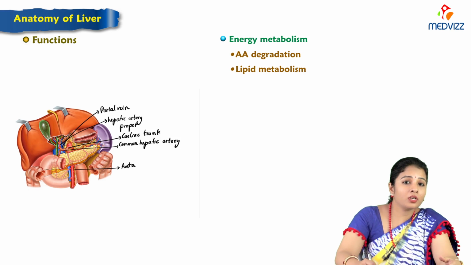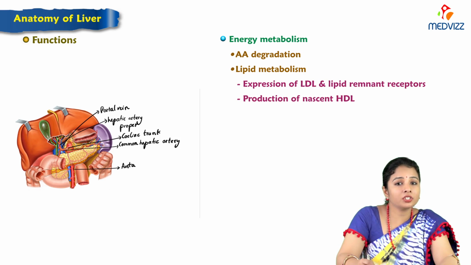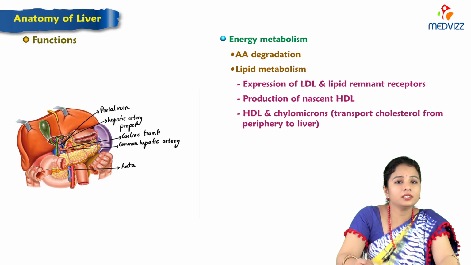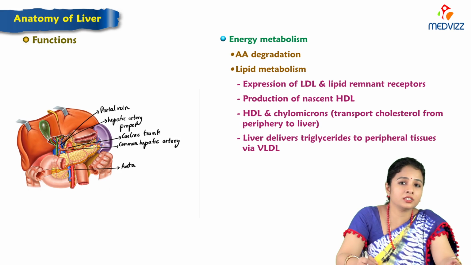So lipid metabolism, expression of low density lipoprotein and lipid remnant receptors are associated with the liver, and production of nascent high density lipoprotein which transports cholesterol from periphery to the liver. High density lipoprotein and chylomicrons transport cholesterol from the periphery to liver, and liver delivers triglycerides to peripheral tissue via the very low density lipoprotein.